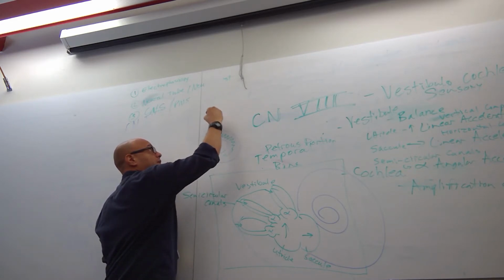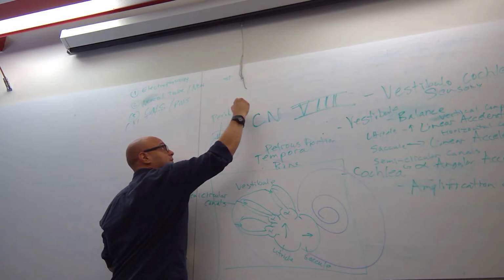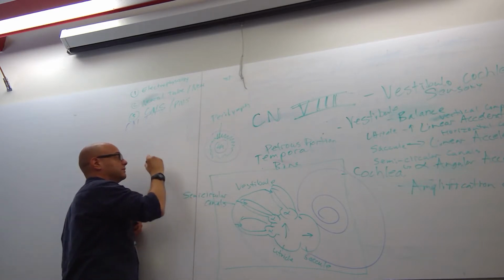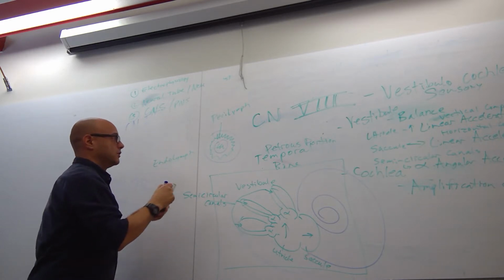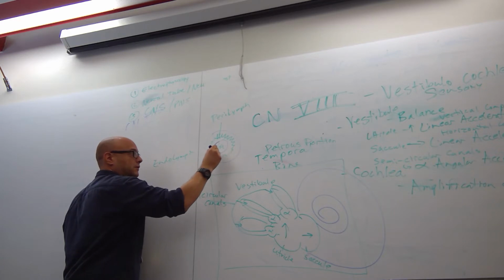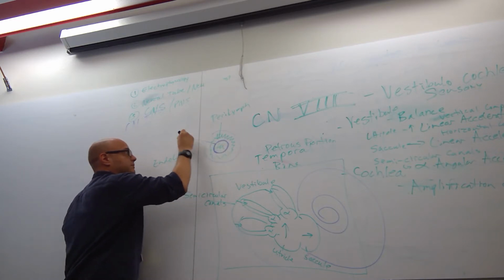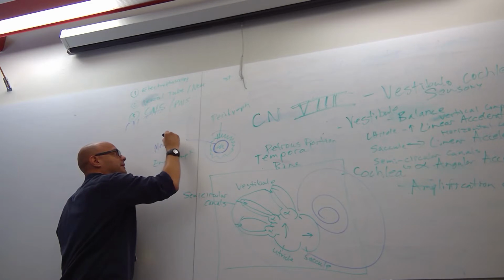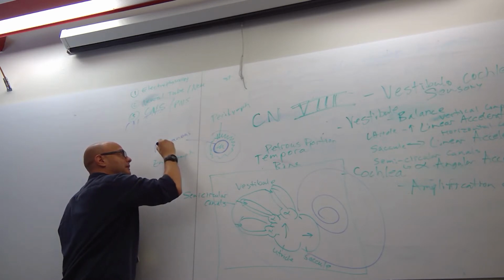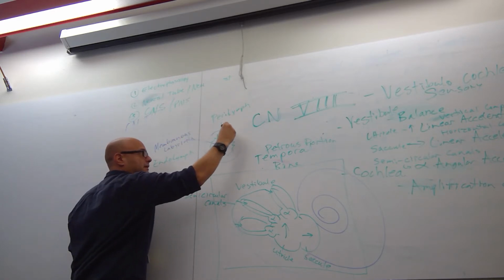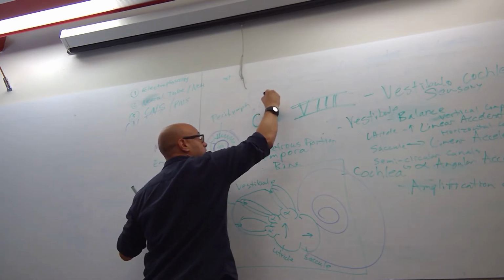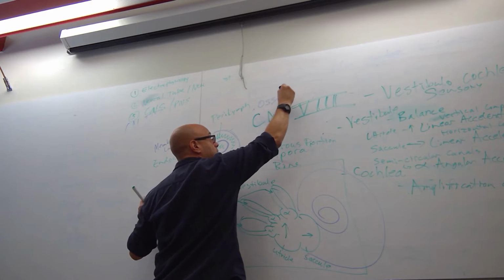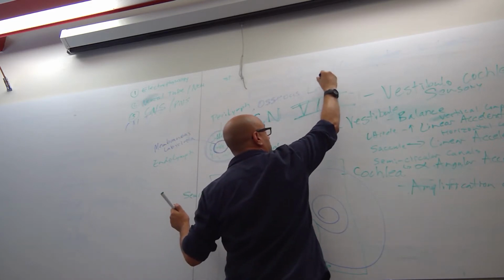And in between, you have fluid. They call this the perilymph, versus the fluid that's in here. They call that the endolymph. And this here, that right there, is referred to as the membranous labyrinth. And then this guy here, that's the bony labyrinth. So they call that the osseous labyrinth.